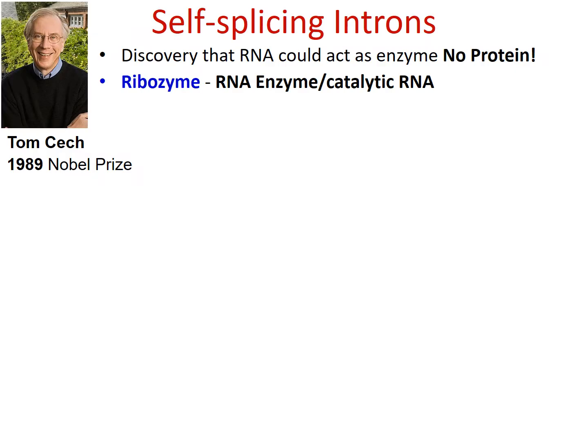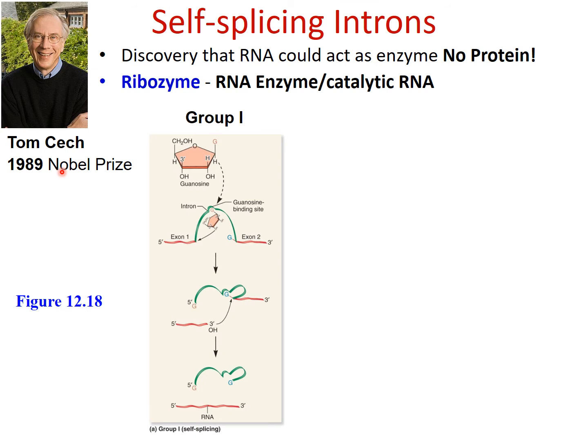Okay, so those are spliceosomal introns. I also mentioned that there are introns called self-splicing introns. This was a big discovery that RNA could act as an enzyme. It didn't need any protein. It could catalyze reactions. RNAs that do this, and there are multiple kinds of RNAs that do this, were called ribozymes, or an RNA enzyme or catalytic RNA. You hear those terms quite often. Now, this self-splicing mechanism for introns was worked out by Tom Cech, and he got the Nobel Prize for this in 1989.